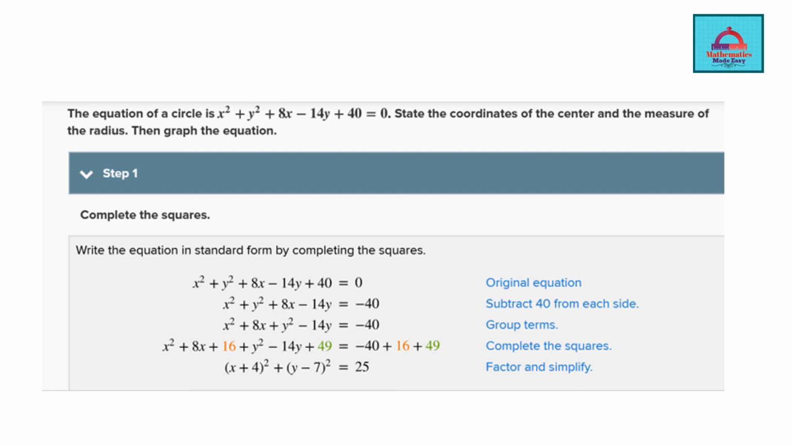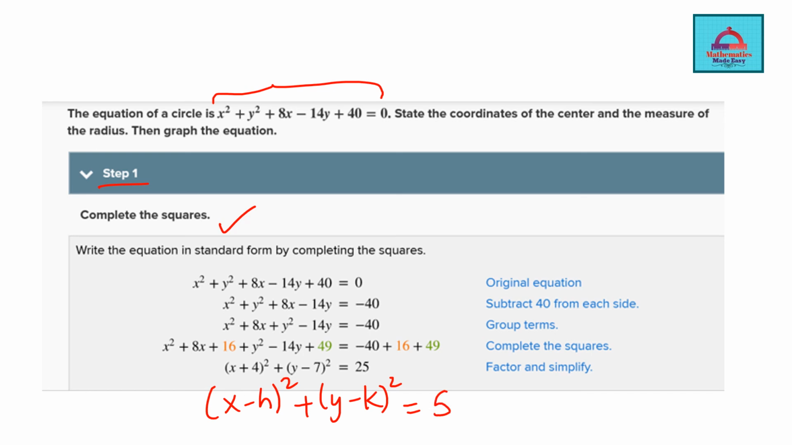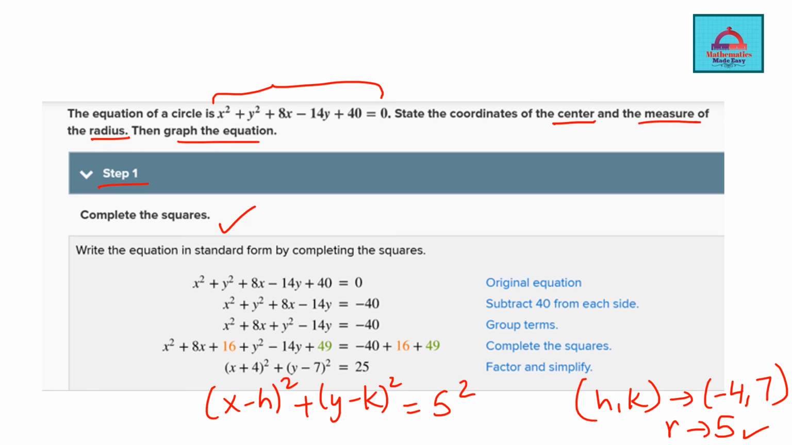Similar question here, which is not in standard form. So if you look at this equation, the numbers here are different, but you will use the same method. You will convert in step 1 by completing the squares. So you convert it into the standard form, x minus h whole square plus y minus k whole square equal to 5 square. So here your h comma k center comes out to be negative 4 comma 7, and your radius comes out to be 5 units. So you need to do the same thing: center, radius, and then finally graph. So just another example, numbers are different, but the method of doing the question is the same.